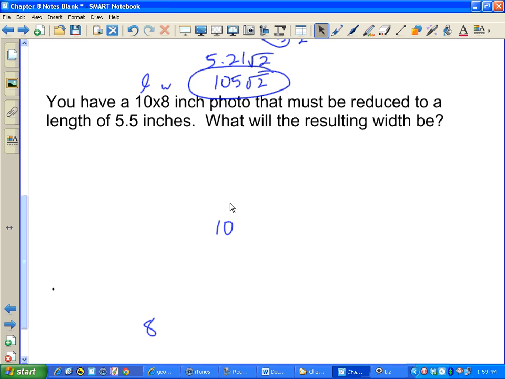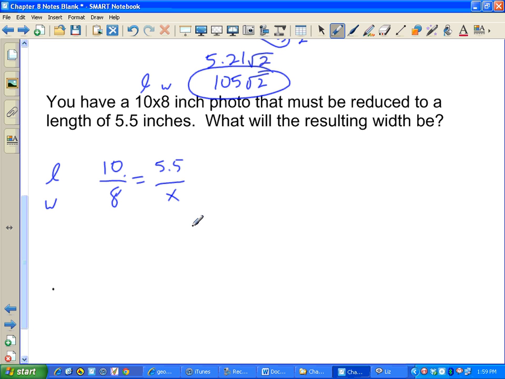So what I need to do is set up a proportion that's going to maintain this ratio, because this is the ratio of the original photo. I want to make sure I have that same ratio in my new photo. So I need 10 over 8, length over width, to equal the new length, which is 5.5, over the new width, which I don't know.